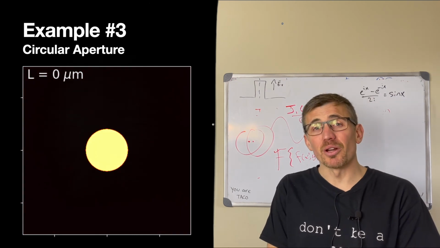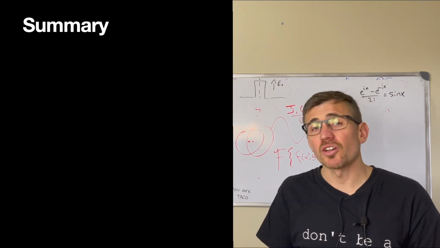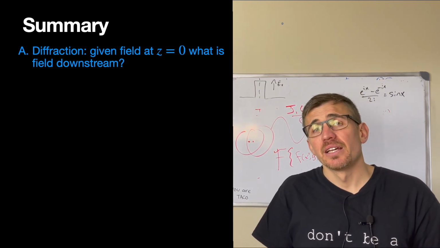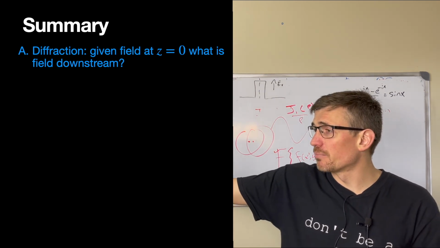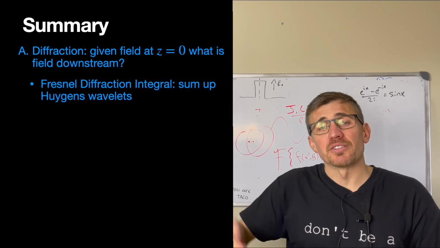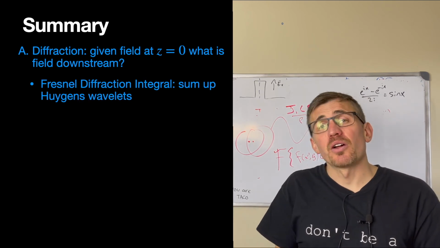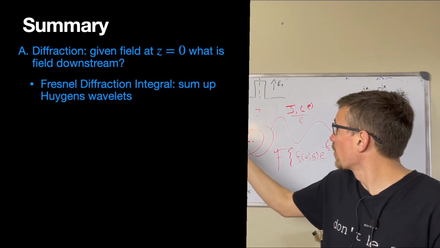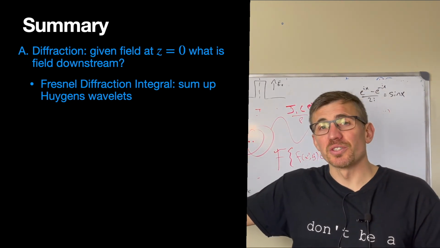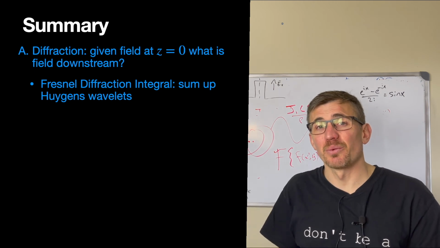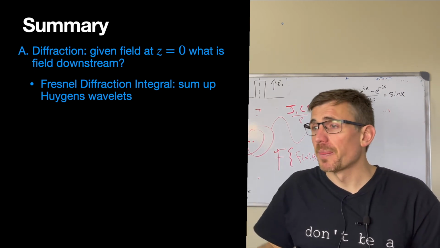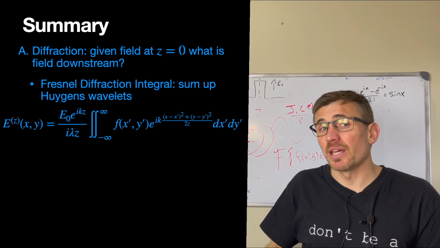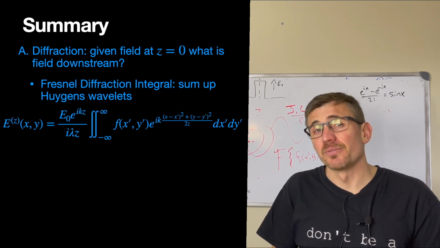Let's summarize. So today we introduced the concept of diffraction, and we found that the general property of diffraction is that given a field at some point, we can find the field downstream by this Fresnel diffraction integral. And what that integral actually did is it treated all the points along that source as individual spherical emitters, which we call wavelets. And we sum them all up, or if there's a continuum of them, we just integrate them all up, and we get what is called the Fresnel diffraction integral. It's a bit of a mess.